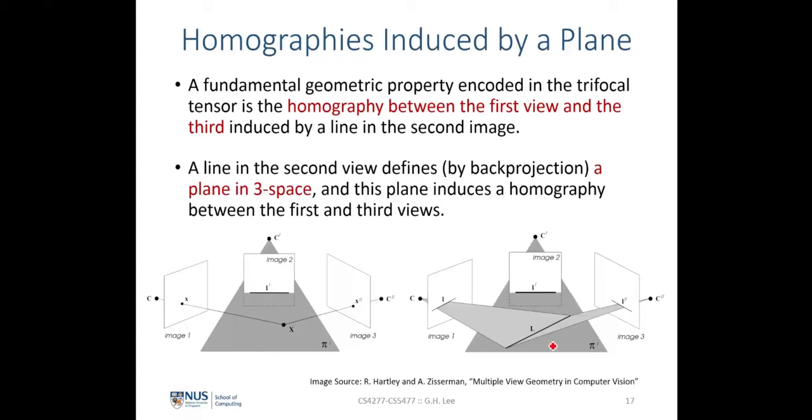We can also see that this particular back projected plane together with the trifocal tensor can also be used to define the same homography that can also be used to transfer a line that is observed in the first image to the third image without actually going through the computation of the 3D line L over here, or the 3D point over here in the first example.